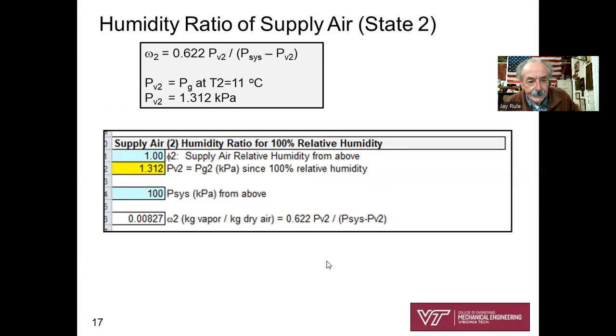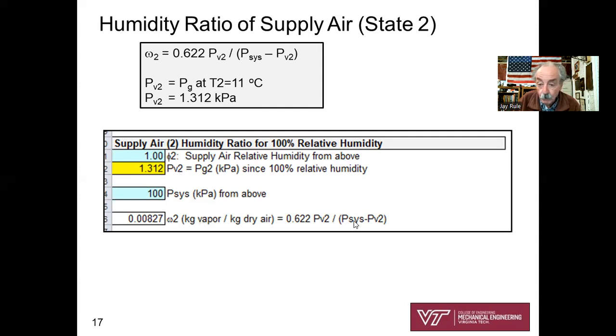Now let's move ahead. We know m dot of the dry air going out. If we can get the humidity ratio, kilograms of vapor per kilogram of dry air, then we've got the mass flow of vapor going out in the duct. So let's calculate omega 2, the humidity ratio at state 2. Well, PV equals PG at 11 degrees C. We just looked it up, 1.312. At 11 degrees, PV is 1.312. That's the saturation partial pressure, 100% relative humidity.